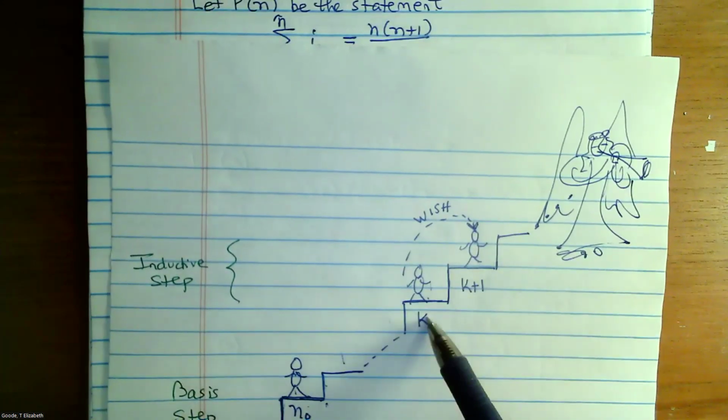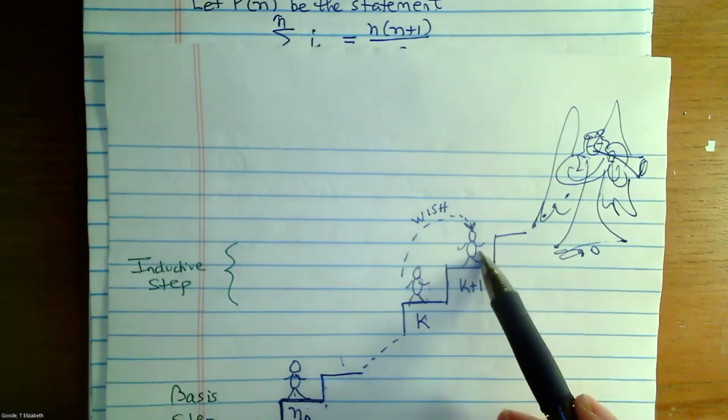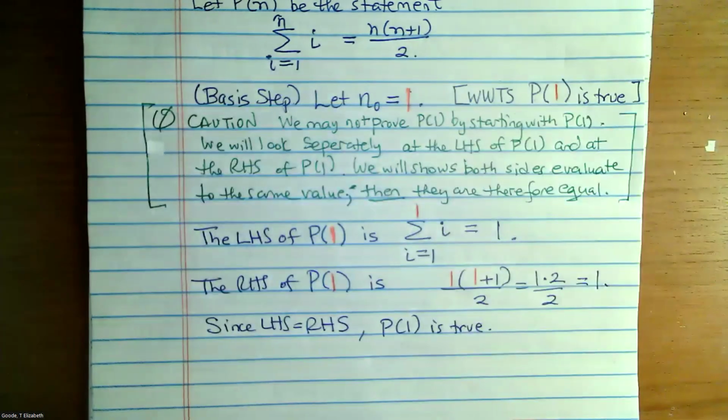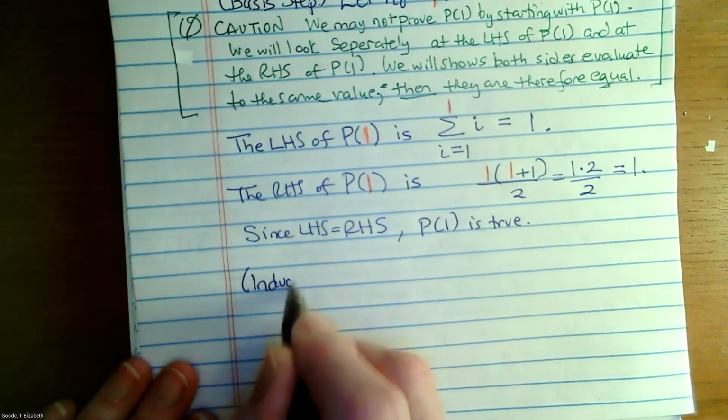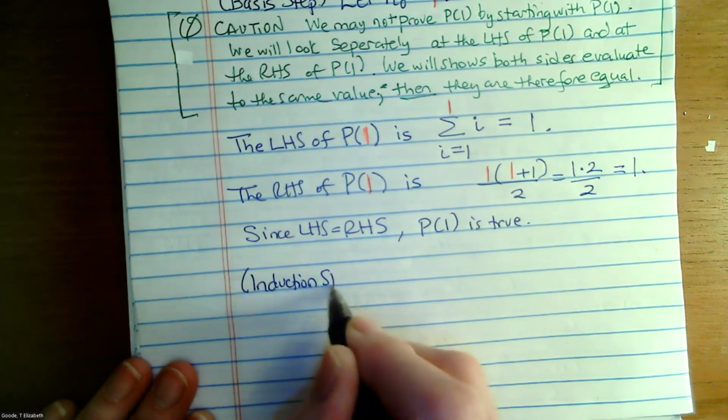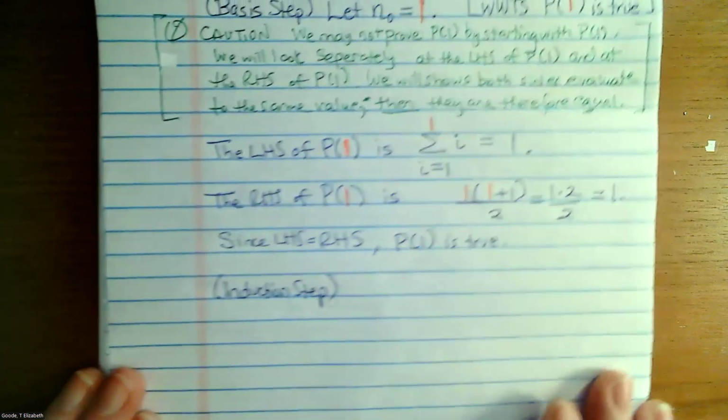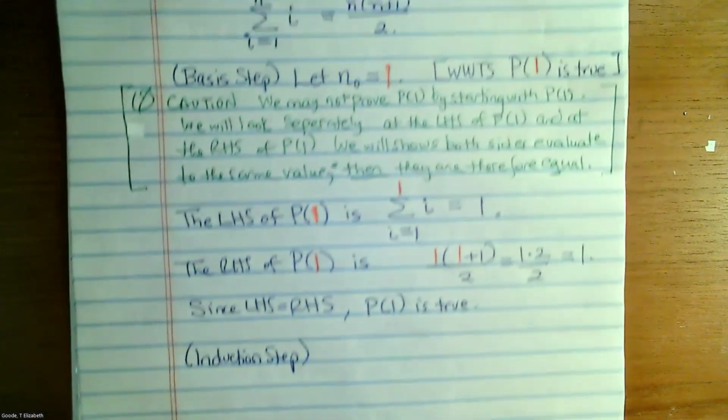Okay. Now the next thing we're going to do is stand on step k and prove that we can climb up to step k plus 1. That is called the inductive step. Skip a line, label it so that your reader knows we're moving on. Okay, so the inductive step.